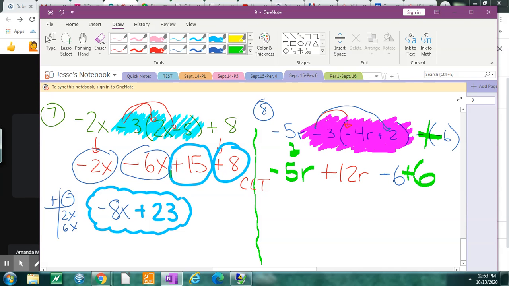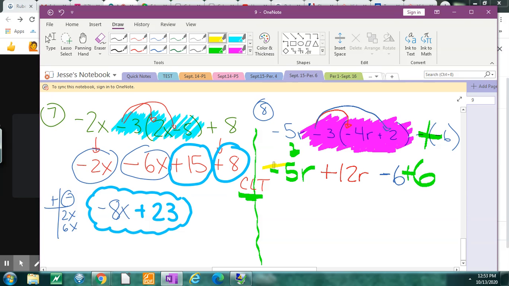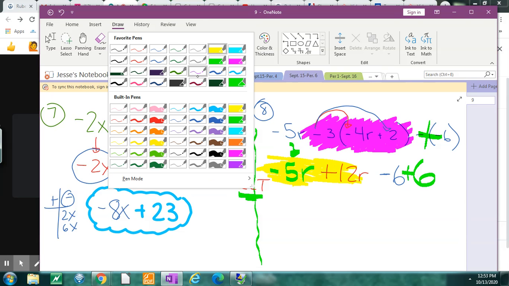Now, let's do what we wrote right here, combine like terms. So now, Mariah, combine the r's. You got it? Now you could combine them. So the negative 5r with the 12r. So let's go ahead and do a T-chart. Okay.